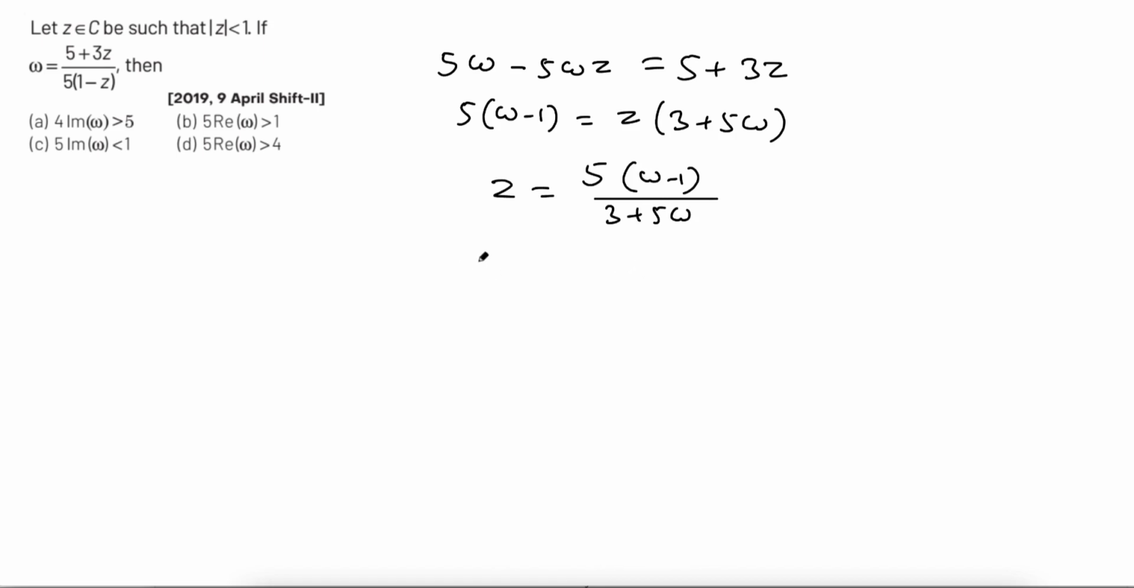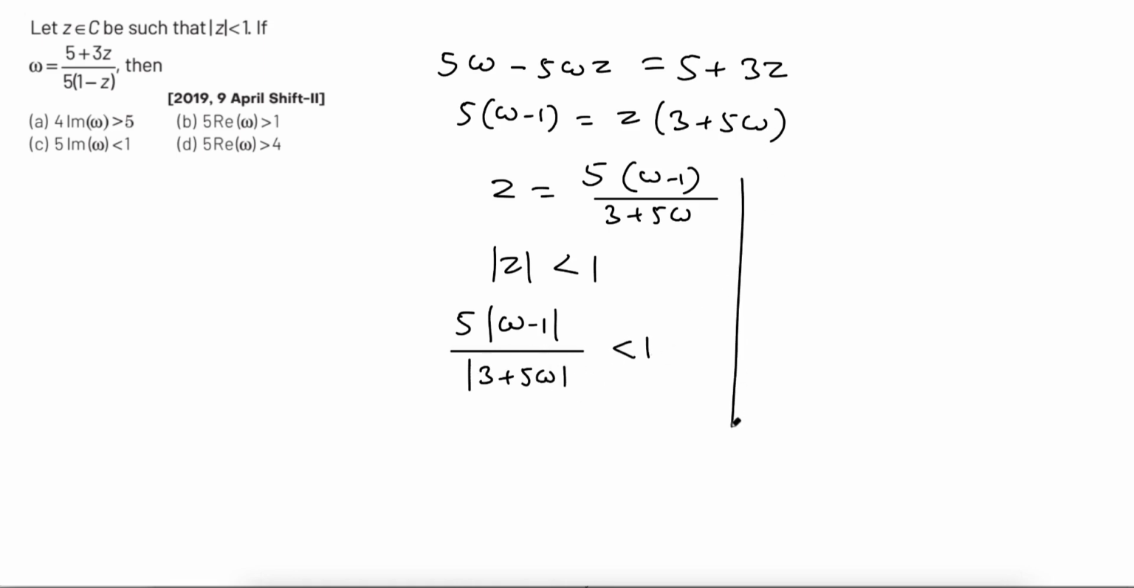Yes, yes. Now, what is the information given? Mod Z is less than 1. So it means mod Z less than 1. Put it here. So we'll get 5 mod omega minus 1 by mod 3 plus 5 omega is less than 1. Since this is the positive quantity, I can multiply other side. So if you multiply other side, what will come? 5 mod omega minus 1 less than mod 3 plus 5 omega.